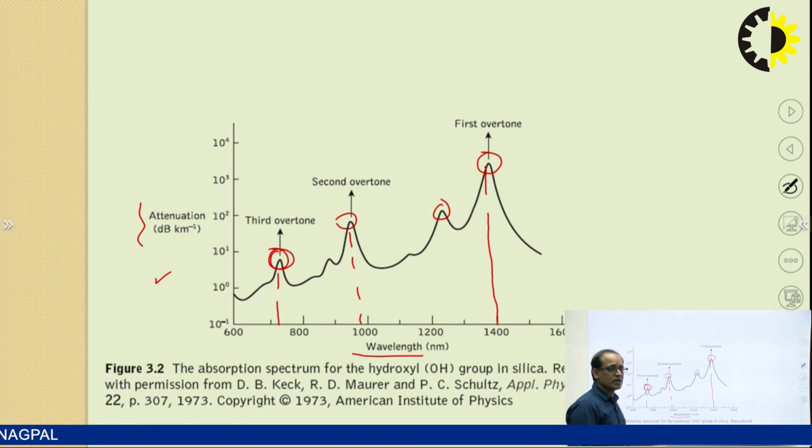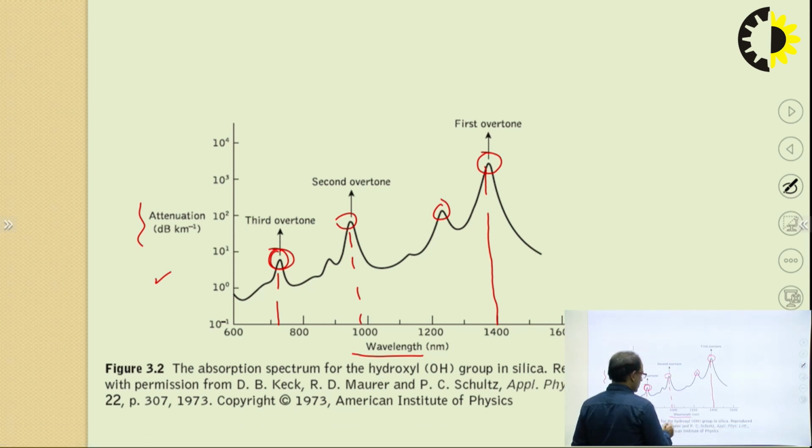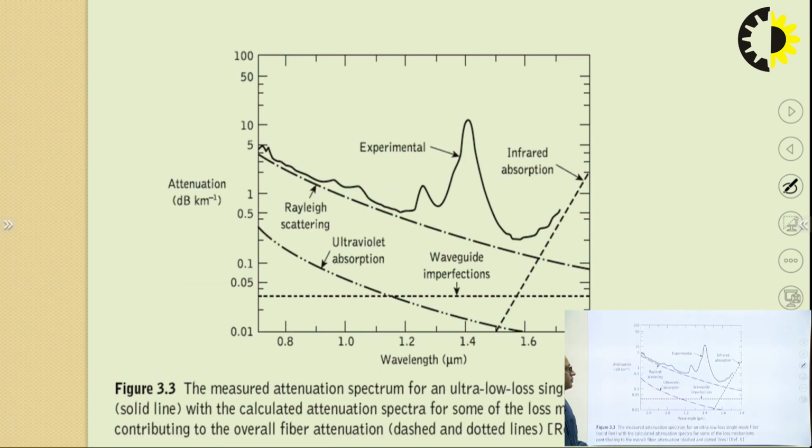This attenuation is mainly due to the hydroxyl ion group in the silica, which is dissolved during the manufacturing of the optical fiber cable. Clear? Now the next graph shows the measured attenuation against wavelength.